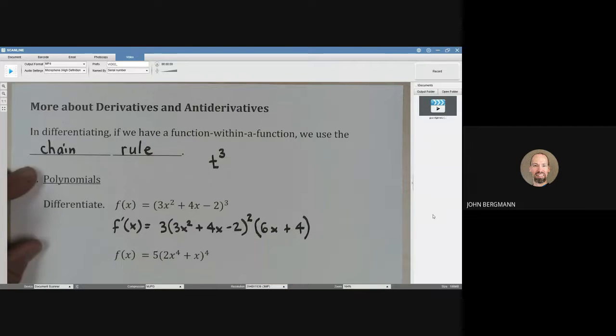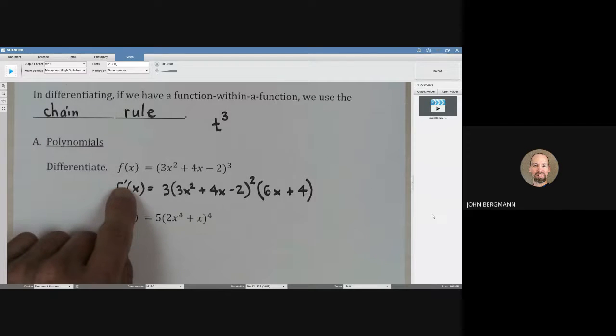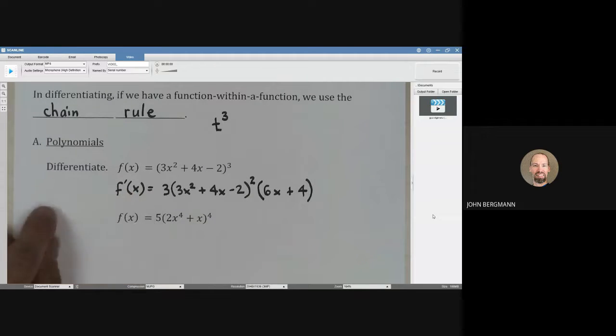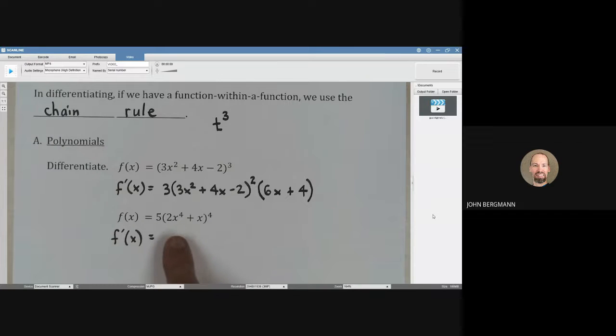Let's do one more example, see if this clicks for you. Notice here that I put f prime of x. Whenever you take a derivative, prime is the way to do that. So f prime of x. All right, so one more time. Take a look at this. You can see that we have a function, 2x to the 4th plus x. That's a function. But something to the 4th power, that's also a function. So we have a function within a function. And if we want to take the derivative of this, we have to use the chain rule.